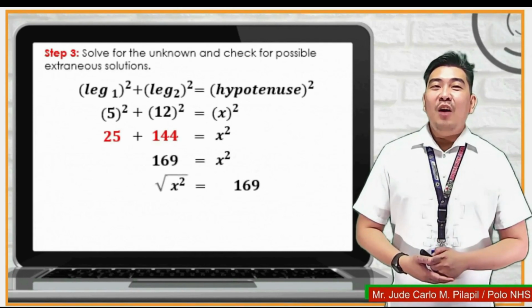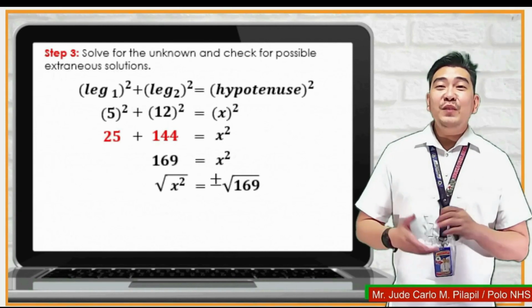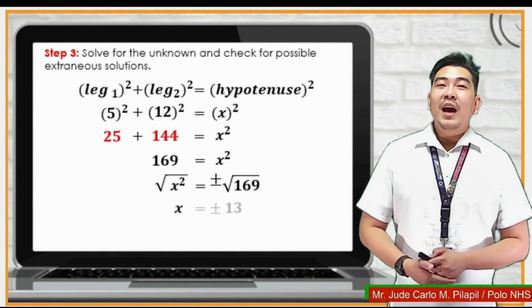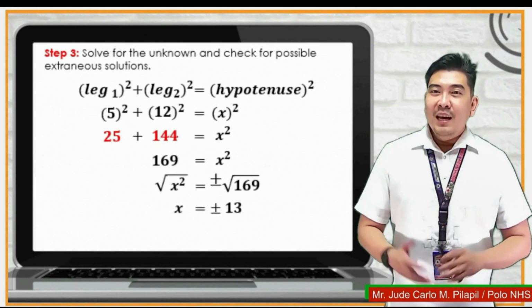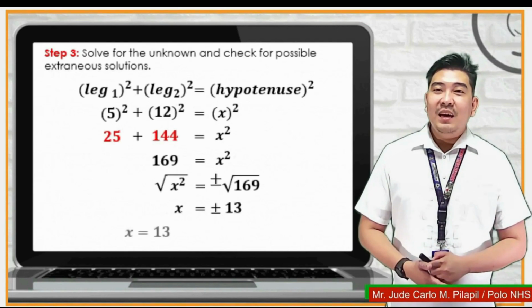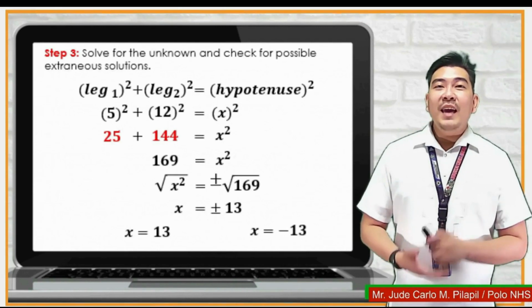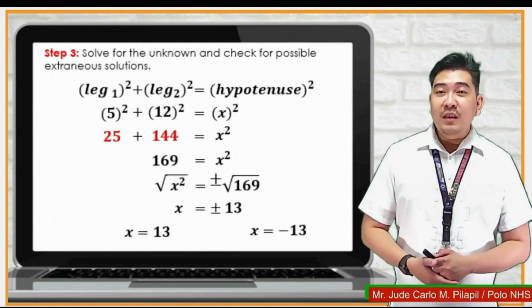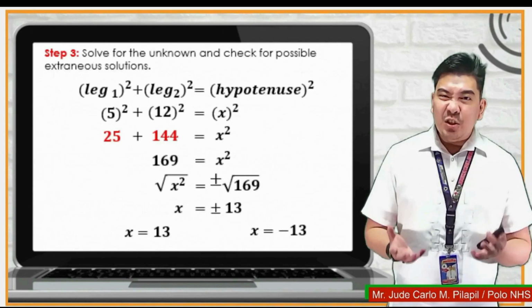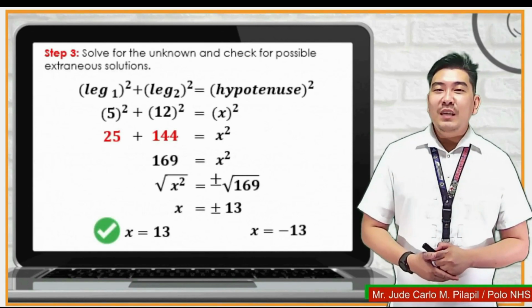The square root of x squared is equal to x, and the positive negative square root of 169 is positive negative 13. Take note that we have two values of x. These are x is equal to 13, and the other one, x is equal to negative 13. Since we are solving for the measurement, we only include positive 13.